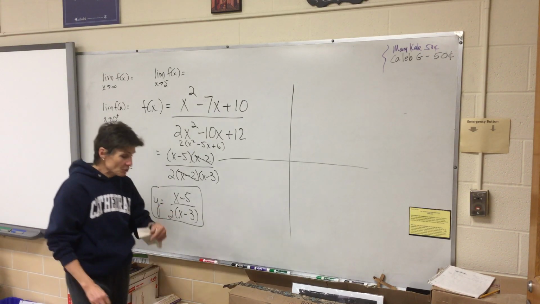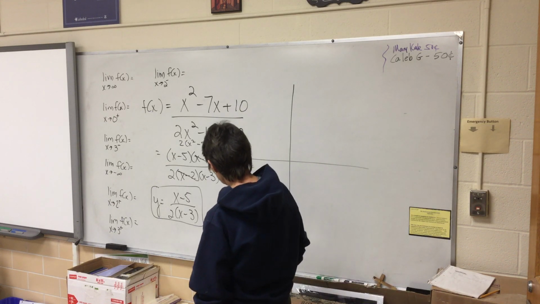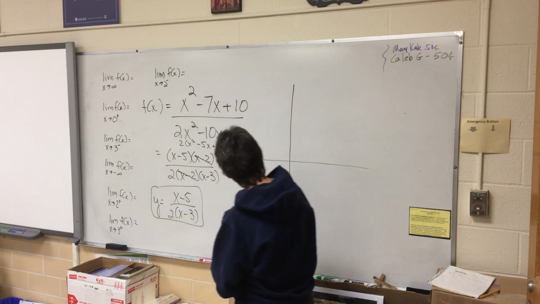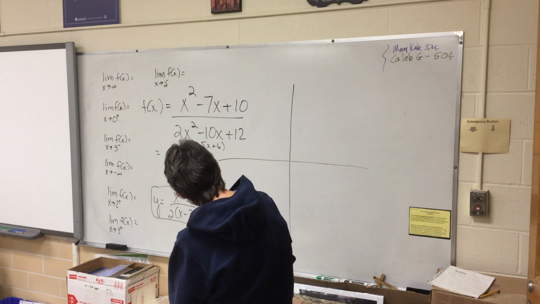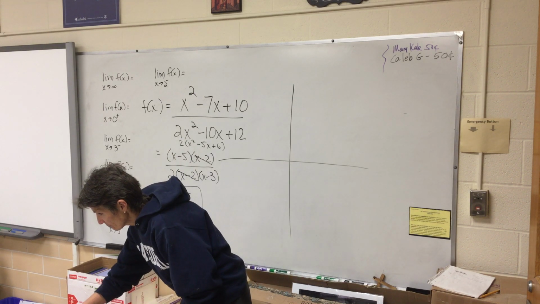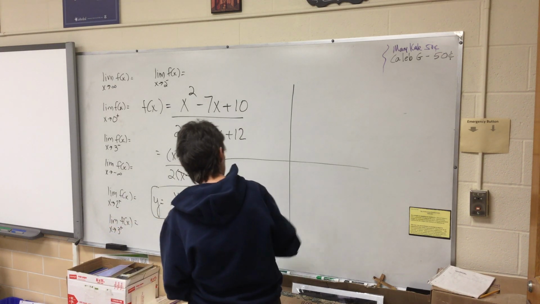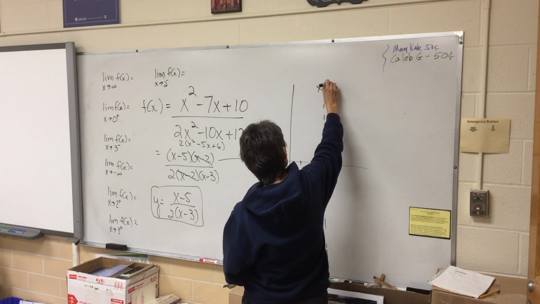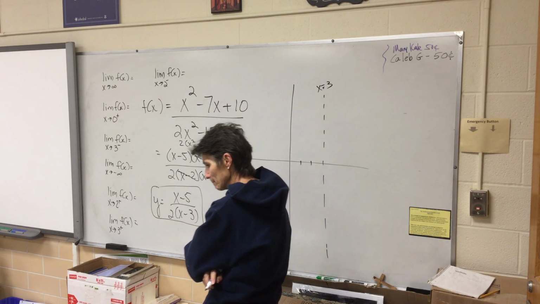Okay, now we need to put some stuff over here in our picture. So what are we going to put over here? What are some important things that are going to go into our picture? The vertical asymptote. And where would that be? X equals 3. Very good. It's my vertical asymptote. Comes straight from the denominator. There it is. Perfect. What else can I put in there?